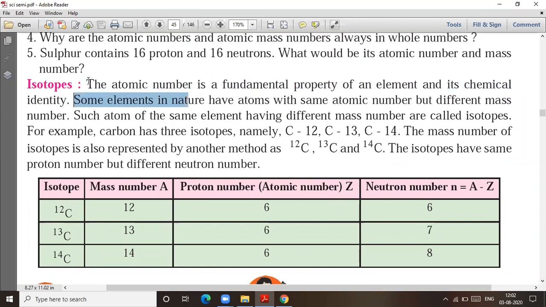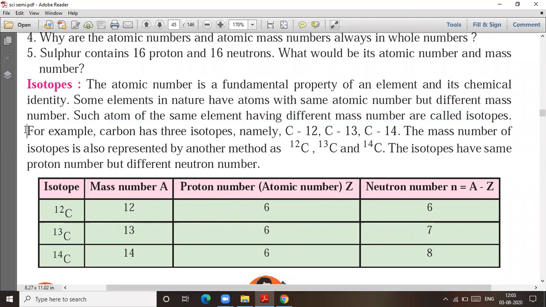Some elements in nature have atoms with the same atomic number but different mass number. Getting it? The atomic number is the same, but the atomic mass number is different. The element is the same. So such atoms of the same element having different mass numbers are called isotopes. What will we call them? Isotope, right?